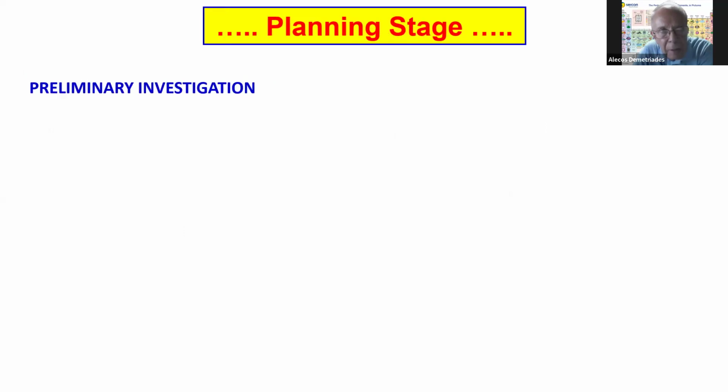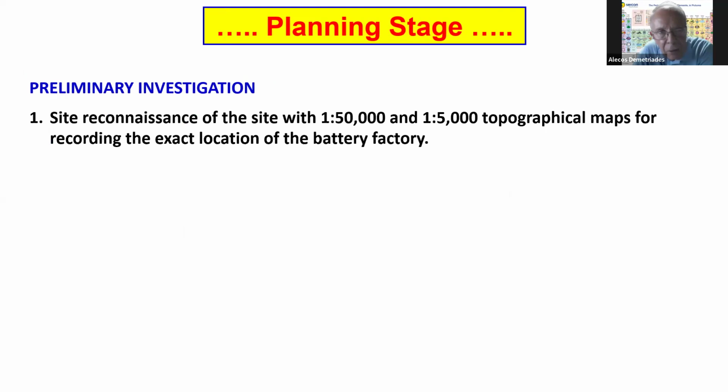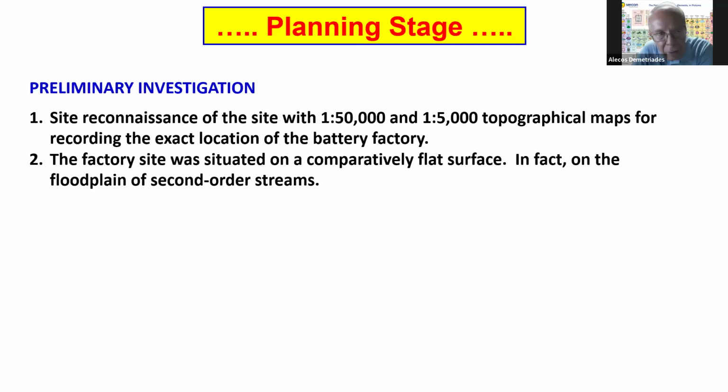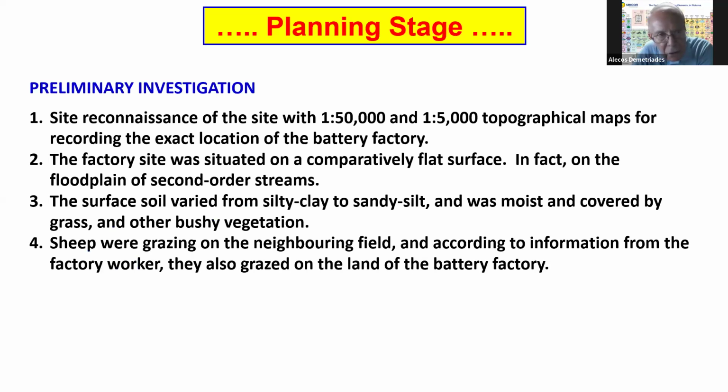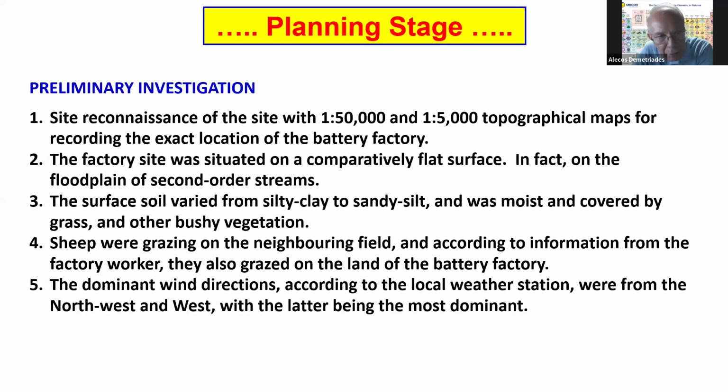So we had to carry out a preliminary investigation, a site reconnaissance, with 1 to 50,000 and 1 to 5,000 topographical maps for recording the exact location of the battery factory. The factory site was situated on a comparably flat surface, in fact on the floodplain of second-order streams. The surface soil varied from silty clay to sandy silt and was moist and covered by grass and other bushy vegetation. Sheep were grazing on the neighboring field, and according to information from the factory worker, they also grazed on the land of the battery factory.